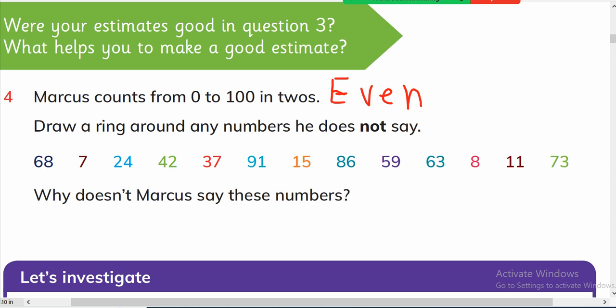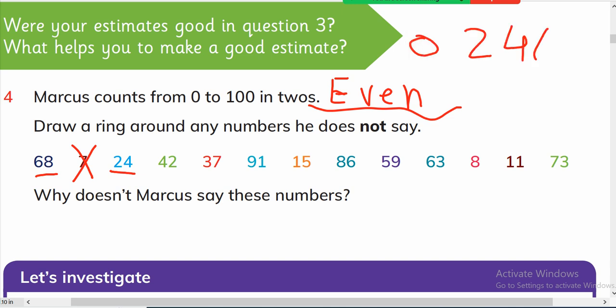Marcus counts from 0 to 100 in twos. So Marcus is counting in even numbers. Draw a ring around any number he does not say. So 68 is even. He does not say 7. 24 is even. Here again I want to give you the tip of even numbers. It is 0, 2, 4, 6, 8. These are even numbers, or any number that ends with 0, 2, 4, 6, 8 is also an even number. So 42 ending with 2 is an even number.